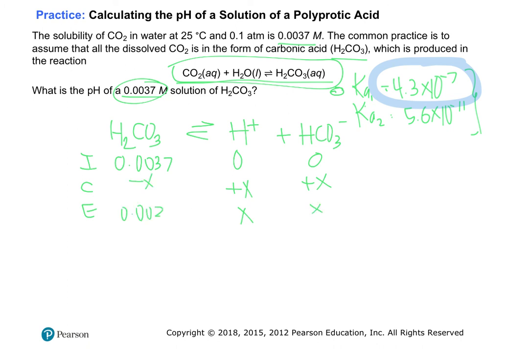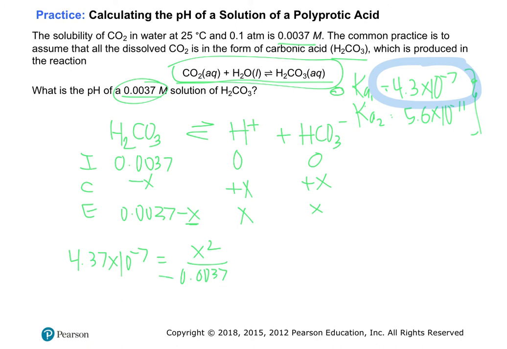Now if we look at this value, the first Ka is 4.3 times 10 to the negative 7. That is really, really small, many orders of magnitude smaller than our initial concentration of carbonic acid. So this would be a good case where we can make that approximation that x is so small that it's less than 5%. You could always check and do a quadratic formula if you'd like, but I don't think that's necessary. So the key thing is we're going to use the first Ka value, so we're going to set 4.3 times 10 to the negative 7 equals x squared divided by 0.0037.